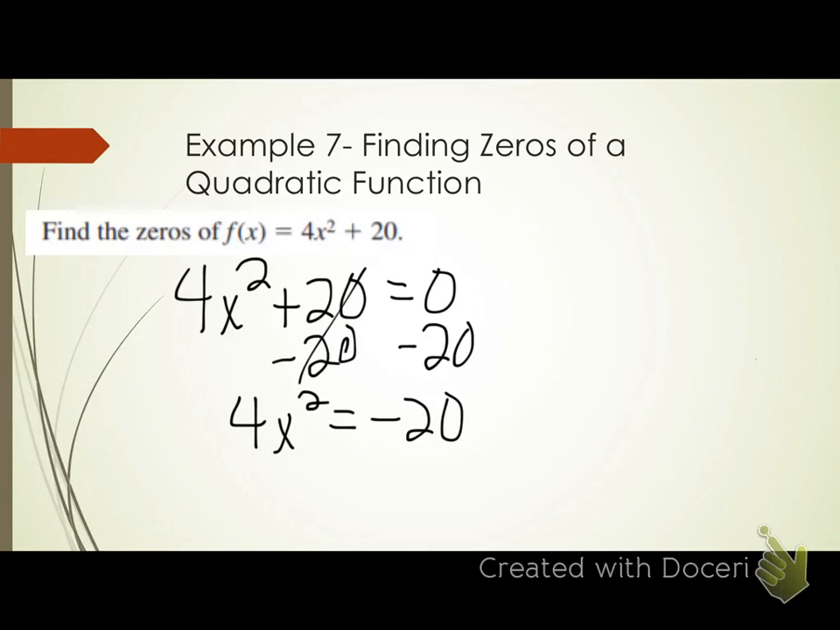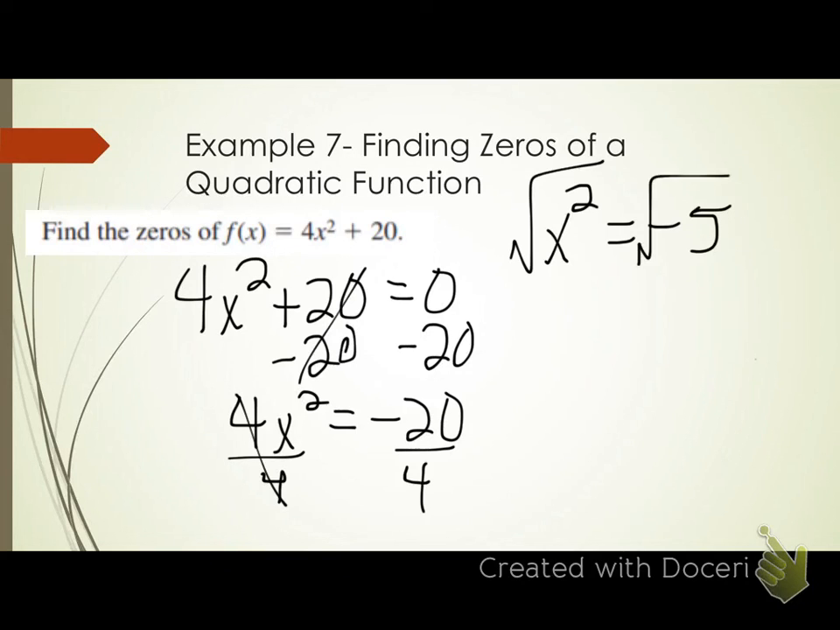Am I moving too fast for anybody? I can slow down if I need to. Trey, what's my next step to get x by itself? Divide by 4 on both sides. Negative 20 divided by 4. Negative 5. Last step to get x by itself. Square root of both sides. Don't forget your plus or minus. We've got to account for the positive value and the negative value.